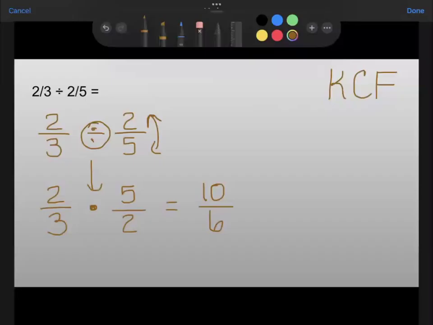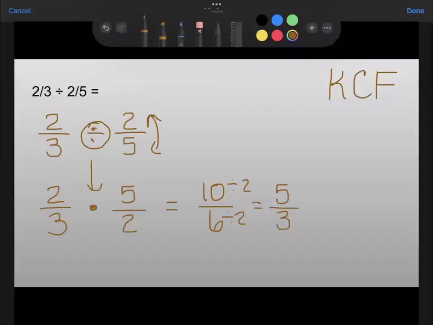Let's start by simplifying this. If I can think of a number that both 10 and 6 can be divided by, I can start there. So since they're both even numbers, I know they can both be divided by 2. So 10 divided by 2 is 5, and then 6 divided by 2 is 3. So this simplifies to 5/3.